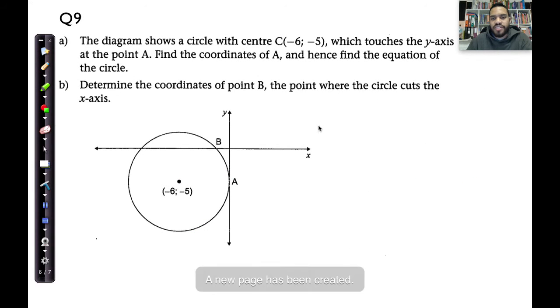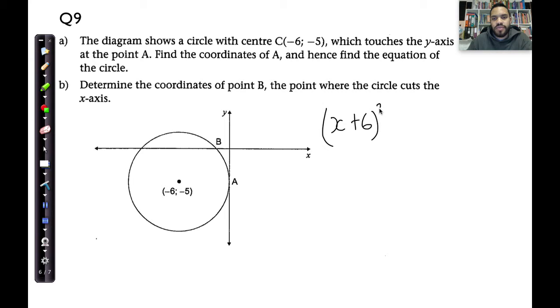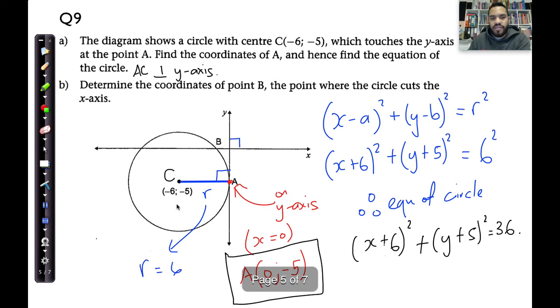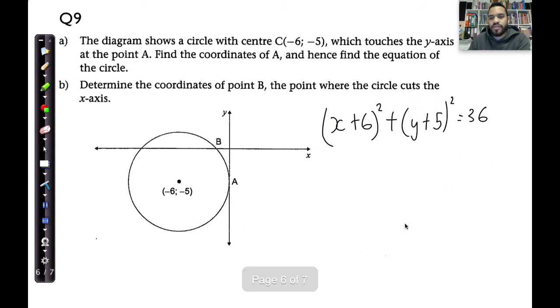Okay, so as mentioned, the radius was 6, and the equation of the circle was (x + 6)² + (y + 5)² = 36, because the radius is 6. If you go to our previous diagram over there, radius was 6, and there's our equation. Well, now they're saying determine the coordinates of B.